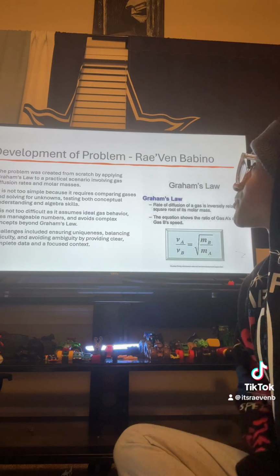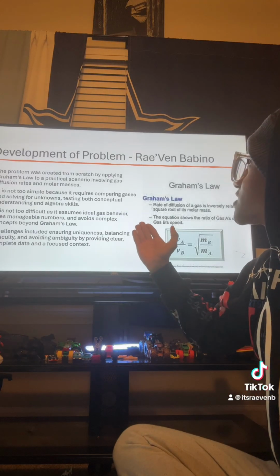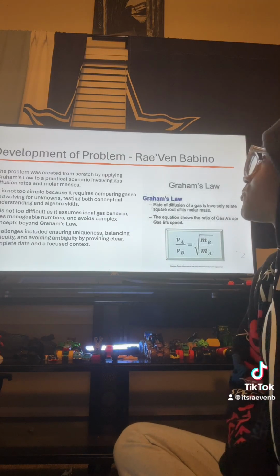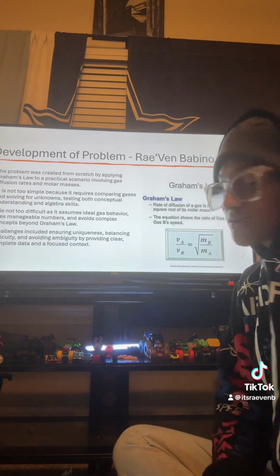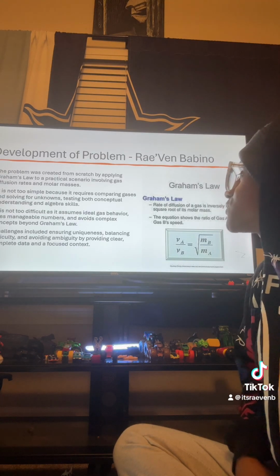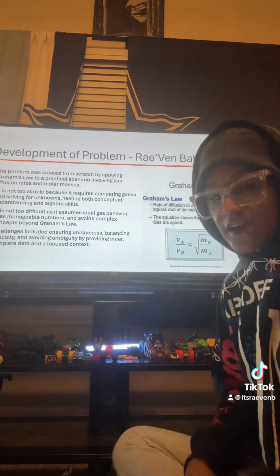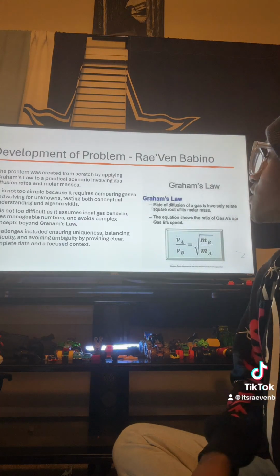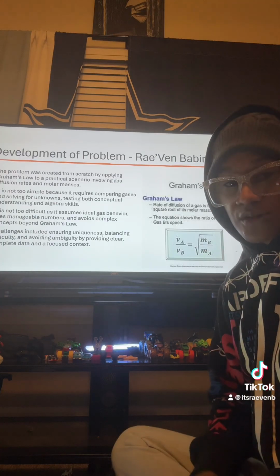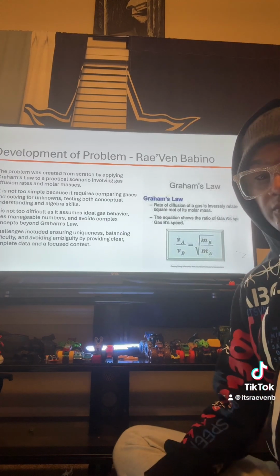The problem was created from scratch by applying Graham's law to a practical scenario involving gas effusion rates and molar masses. Also, it's not as difficult, as it assumes ideal gas behavior, uses manageable numbers, and avoids complex concepts beyond Graham's law. If you can see that.